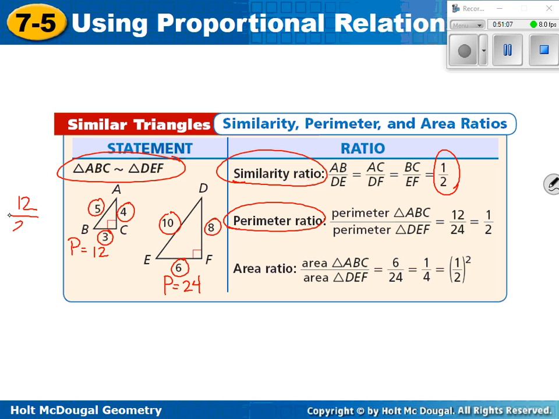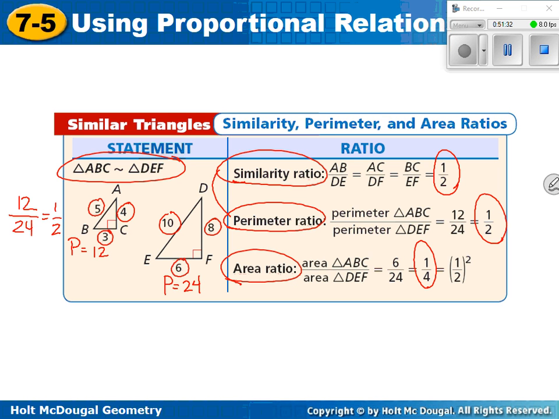12 over 24 is what? 1/2. It is exactly the same as your similarity ratio. So if your shape is 2 times bigger, does it make sense that the perimeter then would be 2 times bigger? Okay. But notice that the ratio of the areas is not 1/2.